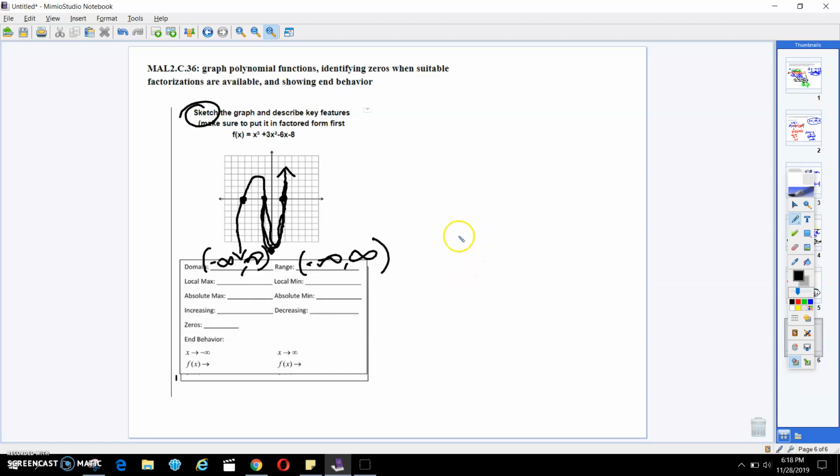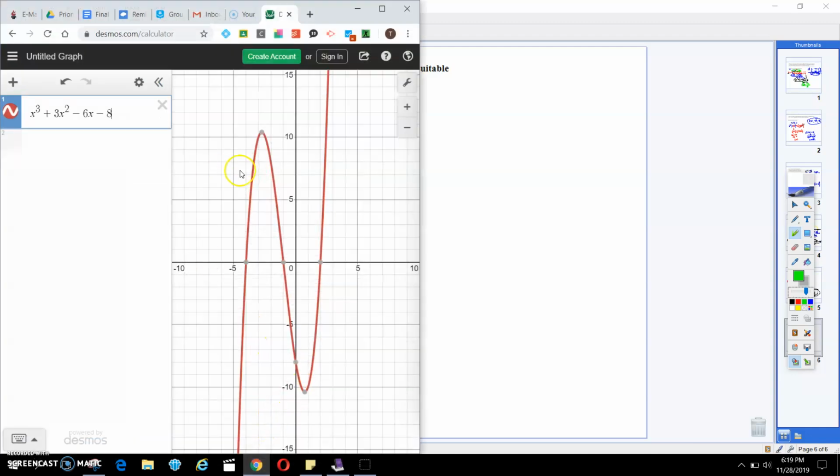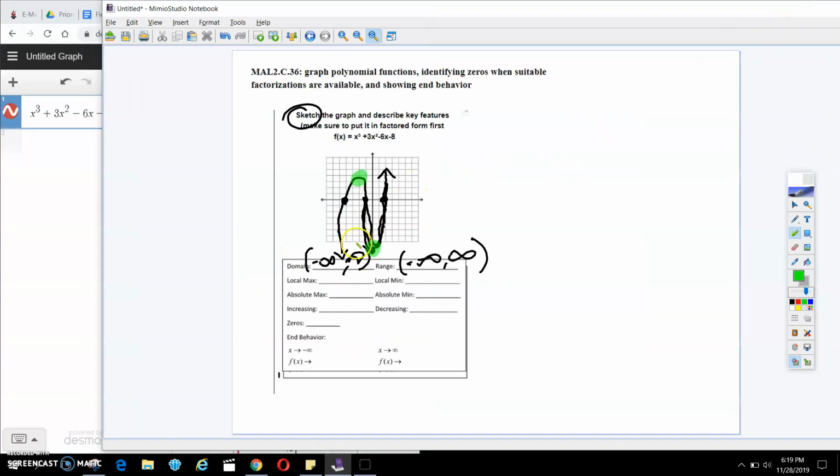For local max and local min, that's where it's not the absolute lowest or absolute highest. It's just kind of like a little hump, like right in here. Again, when I graph this, I'm going to use a graphing calculator. When I looked into my graphing calculator, I've got a local max at negative 2.732, comma 10.39. That's my local max. And my local min is going to be 0.732, negative 10.